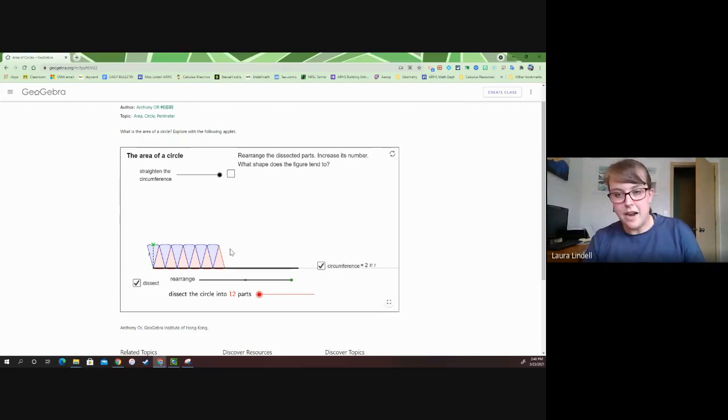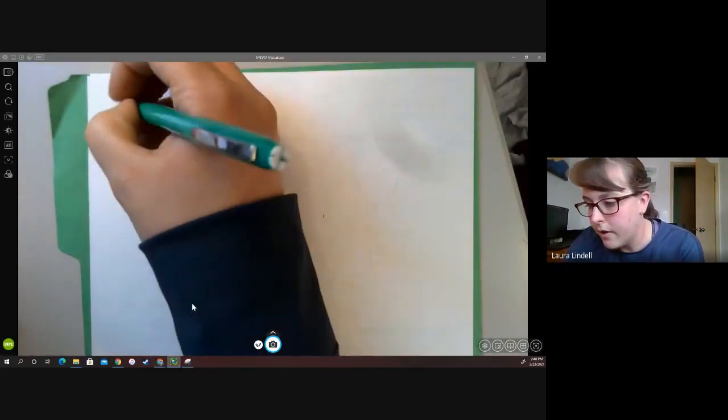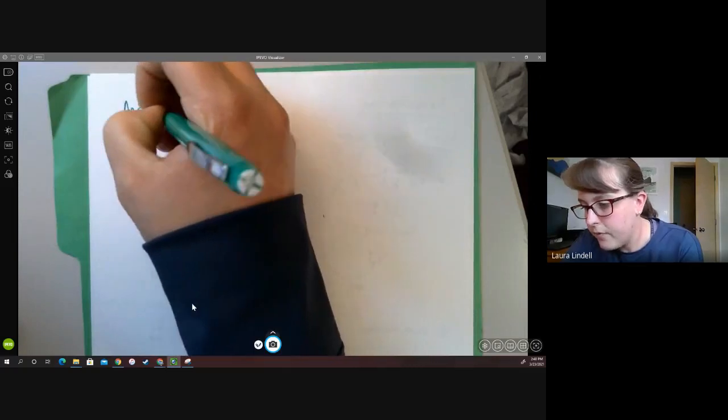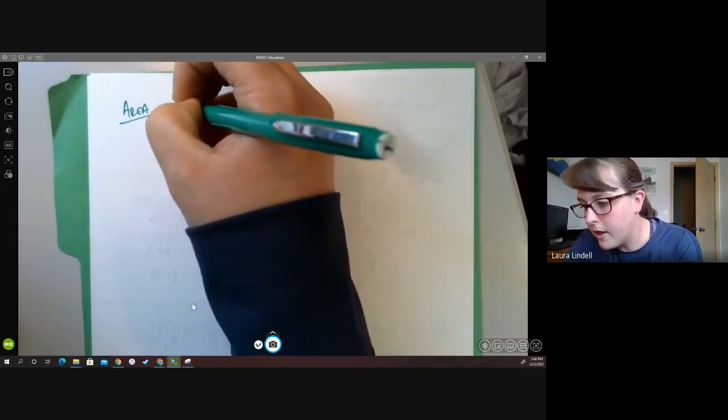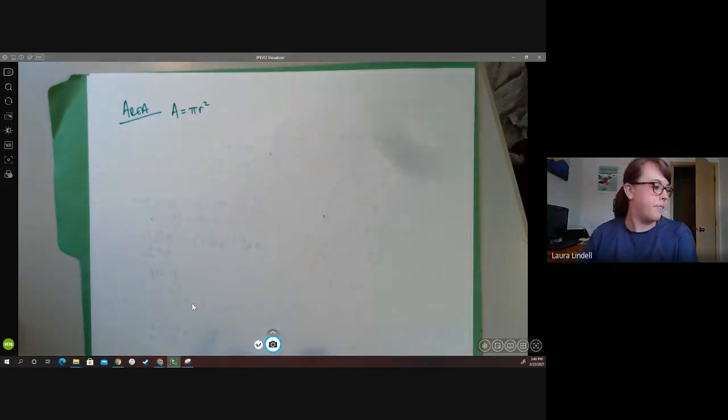So that link's in the chat. Feel free to take a look at it more later. I will post it along with the notes today, so you guys can continue playing around with it if you want to. It is kind of fun. But looking back at our notes now, going back to talking about area. So we have our formula, area equals pi times the radius squared.